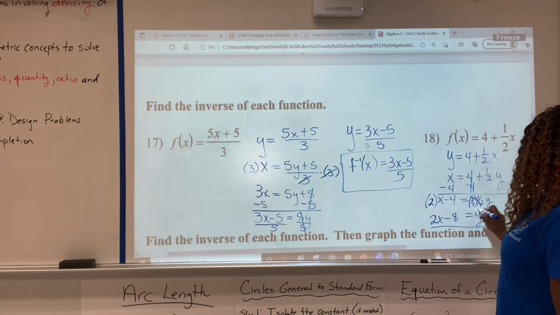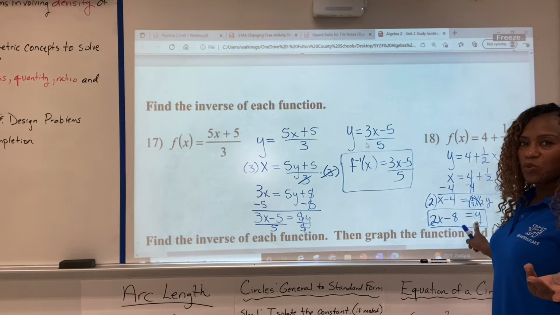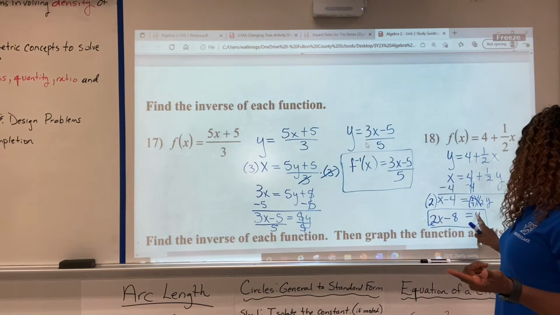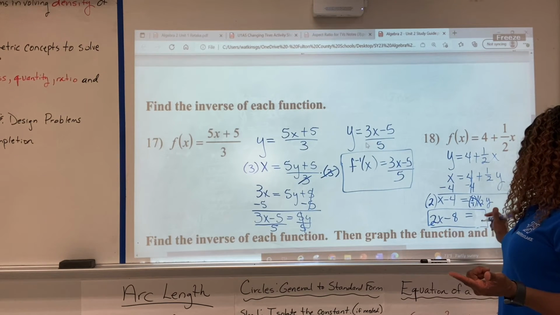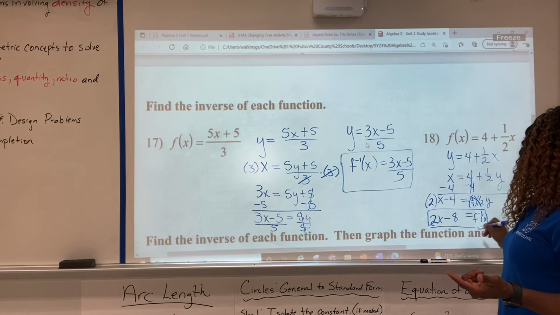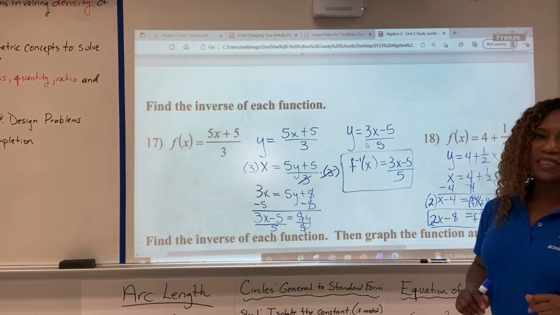So here's my answer. Of course, the last step, and most of the time on the assessments, you will see where we've written that y back into function notation. So that would more than likely be f inverse of x. And that's the inverse of the function for number 17 and 18.